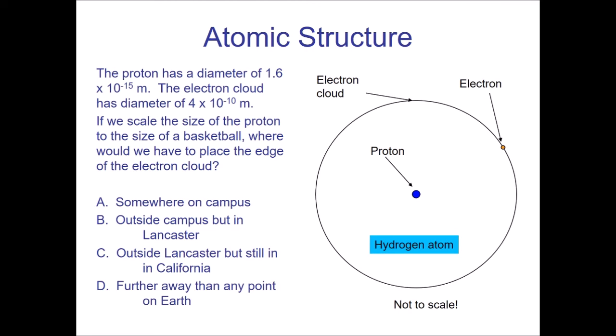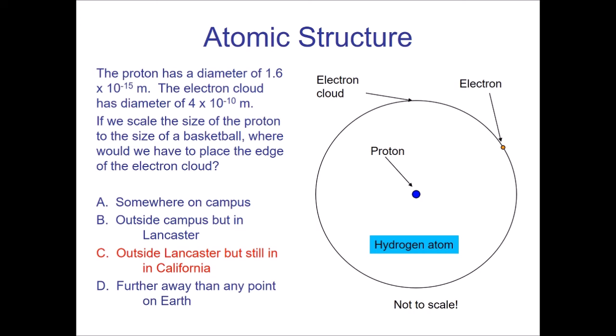So the answer here is C. Outside Lancaster, but still in California. Now, when you look at these two numbers here, notice that the difference in the order of magnitude is 5. 10 to the 5th is 100,000. So the electron cloud is 100,000 times larger than the proton.